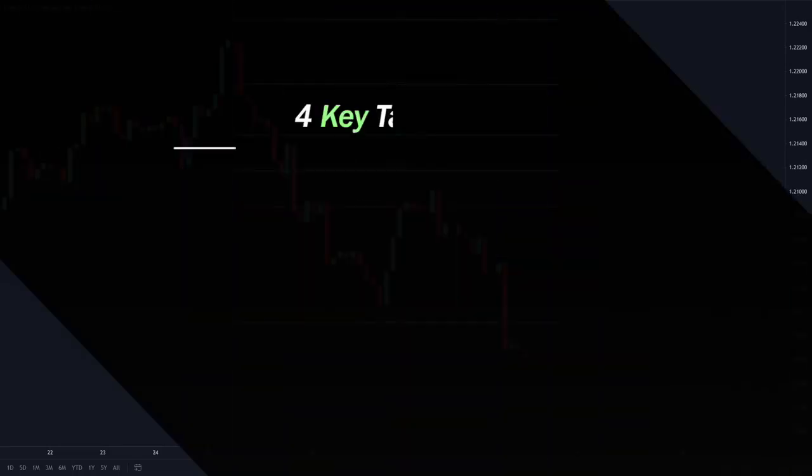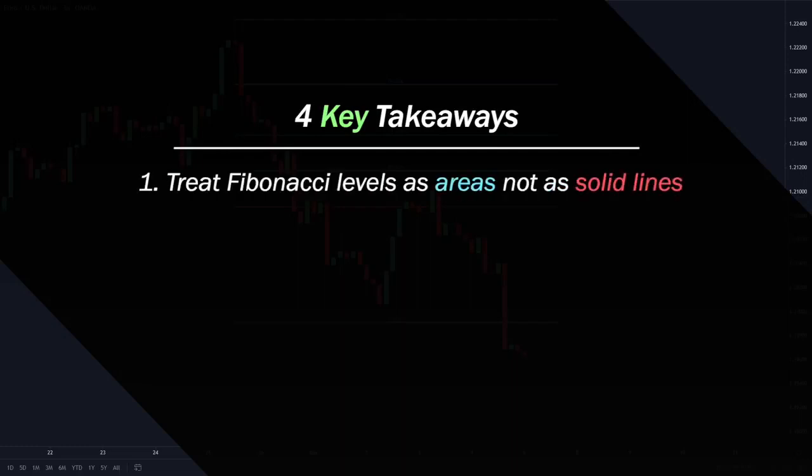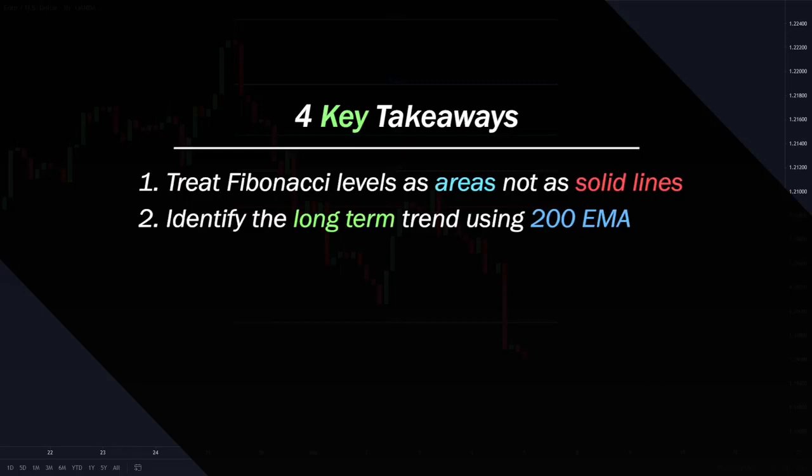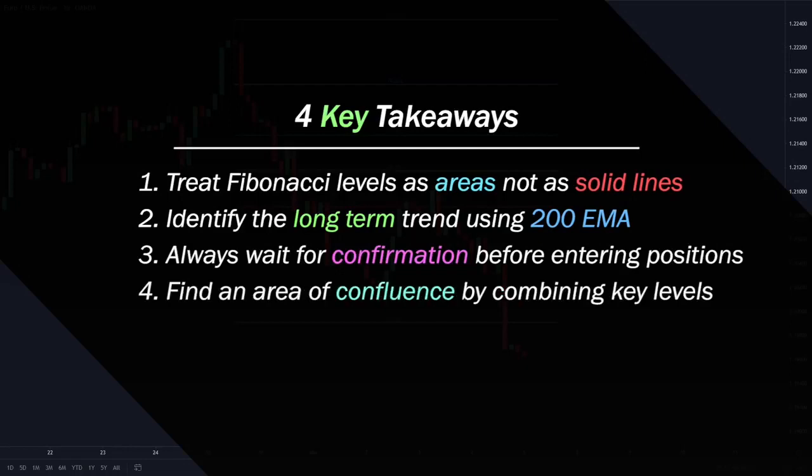Now to summarize, here are 4 key takeaways from the video. The first one is that Fibonacci levels behave exactly like support and resistance, so treat them as areas, not as solid lines. Second, before plotting the Fibonacci retracement, make sure to identify the long-term trend first, and you can do that by using the 200 EMA. Third, always wait for confirmation before entering a position. And fourth, you can combine previous support and resistance levels with Fibonacci levels.